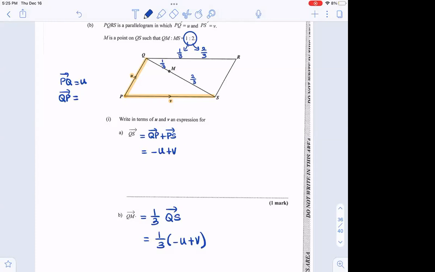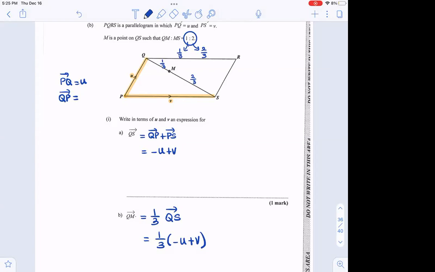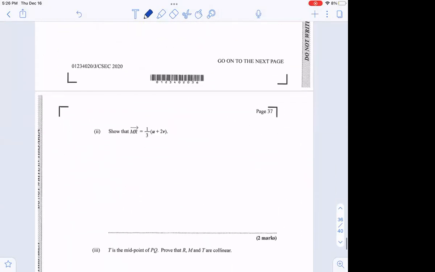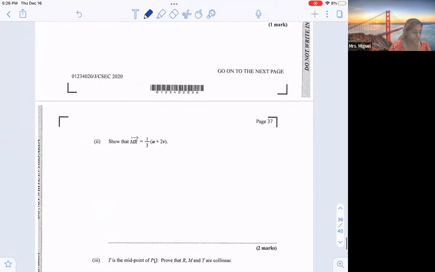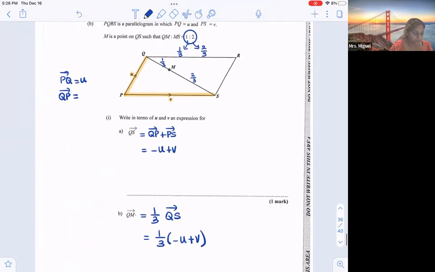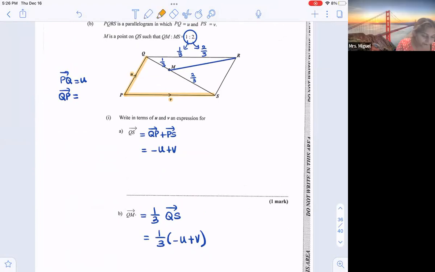So I'm going to finish right there. Yeah, miss, I finished it. You going to finish? Yeah, miss. All right. Show that MR is 1/3 U plus V. So we're going from M to R. So MR, watch this, MR is MS plus SR.